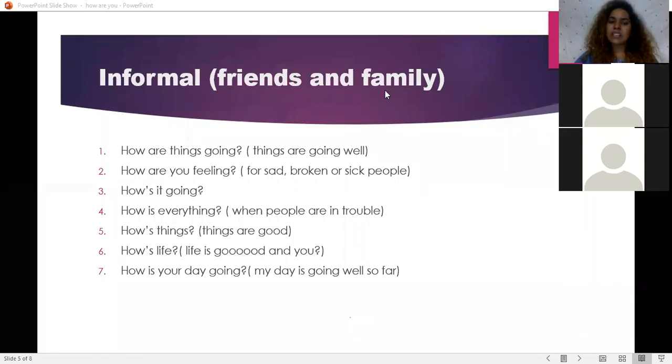If everything is going well, things are good. If you have nothing to look forward to in life, things are bad. Similarly, how's life? You can say life is good, or if life is really bad these days, terrible. How is your day going? In day to day life, a friend chatting can ask how your day went. My day is going well so far. So those are the informal friends and family methods.